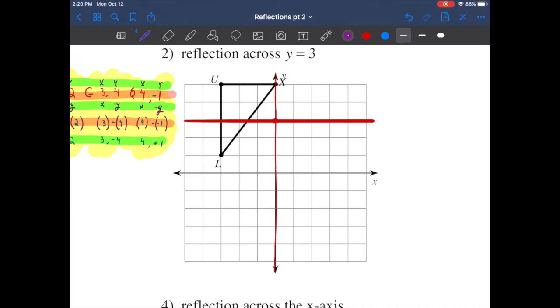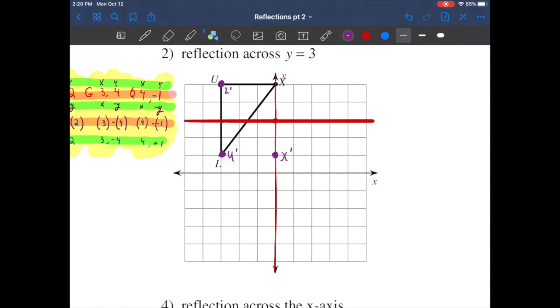So let's see. How far is this point right here, this X, from the red line? It's 2 spots, 1, 2. Means I got to move this over here twice. So this is my new X prime. How far is my U from there? It's 2 points. So that would be right there, U. And how far is L? Well, it'll be right there, L prime.